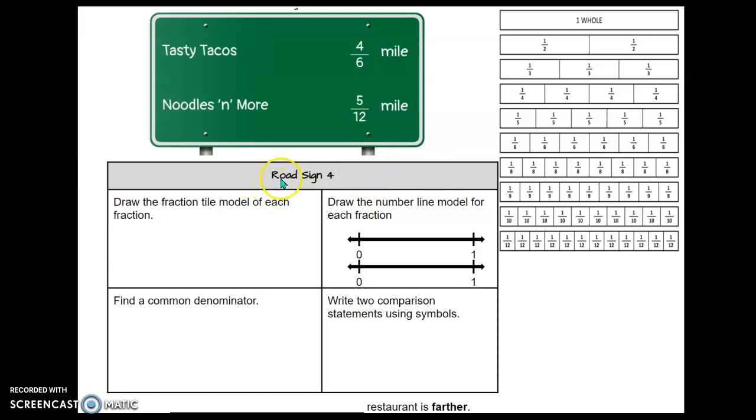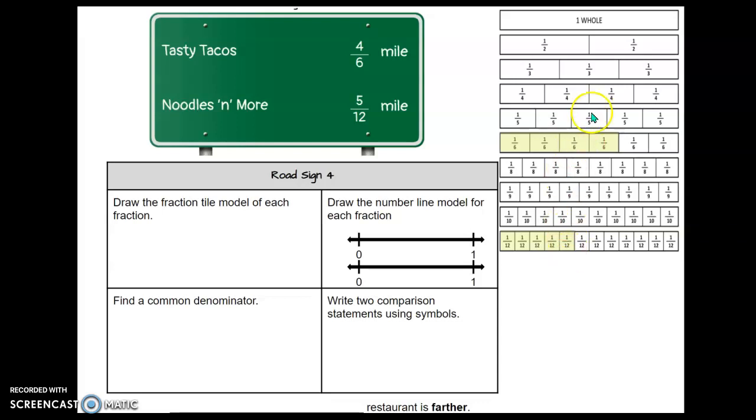Today we are going to look at Tasty Tacos, which is 4/6 of a mile away, and Noodles and More, which is 5/12 of a mile away. So using your yellow paper, we are going to find the sixths and the 12ths. I need 4/6: 1/6, 2/6, 3/6, 4/6. So I'm going to color that in. And I need 5/12: 1/12, 2/12, 3/12, 4/12, 5/12. And I'm going to color that in.